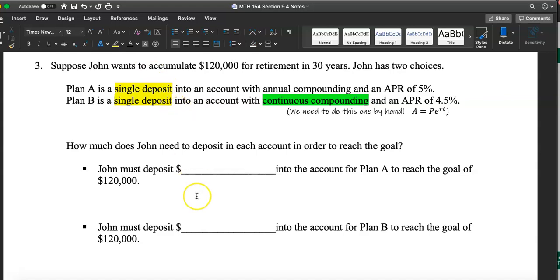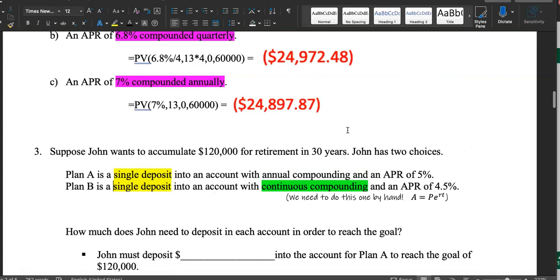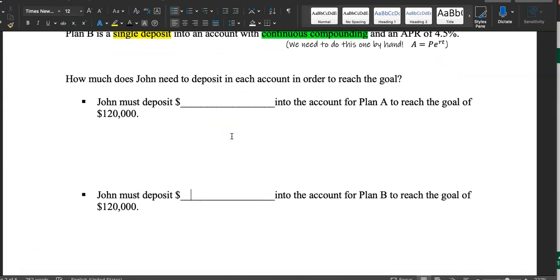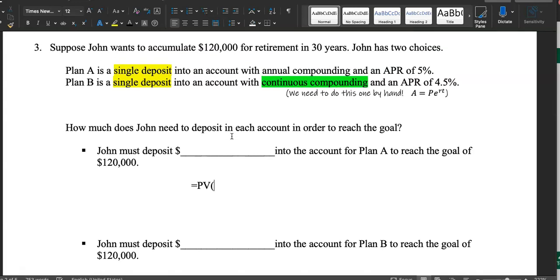All right, I'm going to do the first plan first. Plan A. How much does John need to deposit in each account in order to reach the goal? We're looking for the present value of this investment. So let me go ahead and start typing. The first one, John must deposit, let me type in the present value function, equal sign, present value of, now what was the interest rate for plan A?